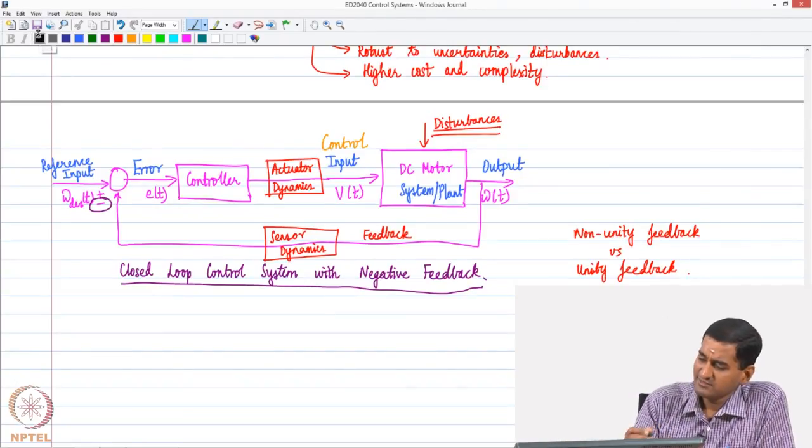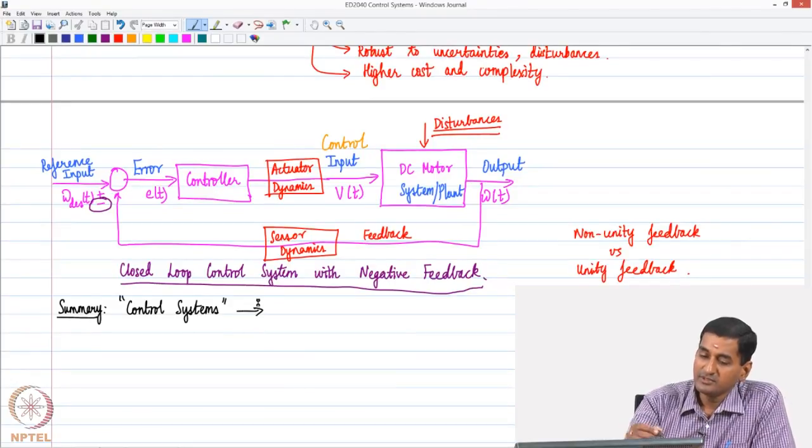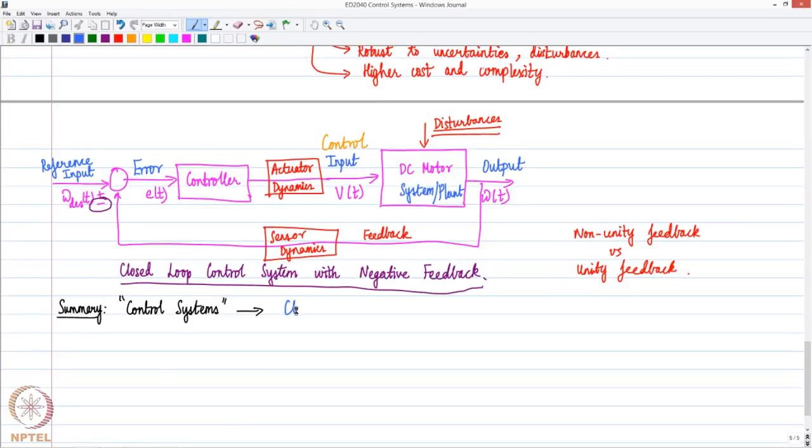To summarize, what we are going to do in this course is the following. As a summary of all this discussion, the title of our course is Control Systems. What we are going to learn is closed loop feedback control of SISO LTI causal dynamic systems. So, that is the class of systems that we are going to do, SISO LTI causal dynamic systems, and we are going to do what is called closed loop feedback control of this class of systems.